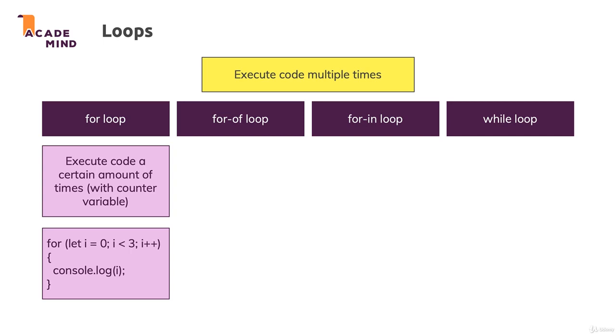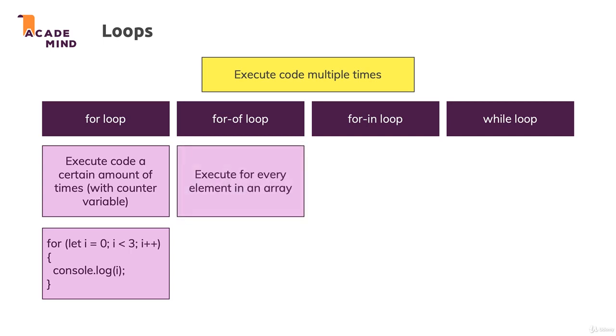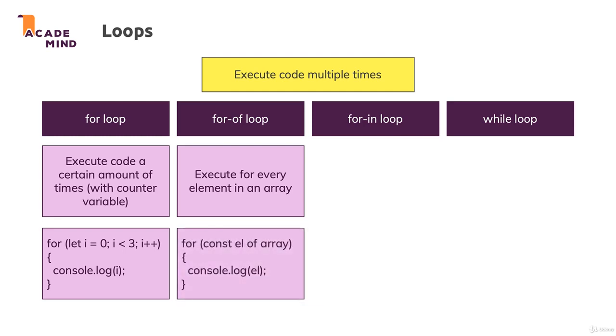Now, another loop you have, which is a bit newer, but now also very well supported in JavaScript, is the for of loop. That executes for every element in an array. It allows you to execute code for every element in an array. It looks like this, kind of like the first for loop, but a bit different. Between parentheses, we don't have these 3 parts.